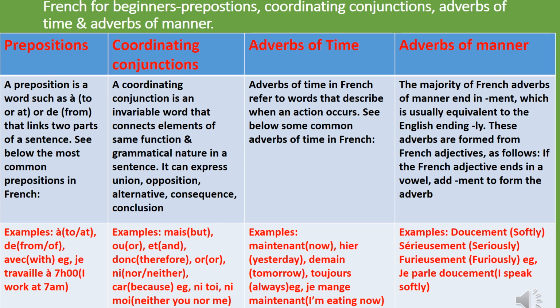Je parle. Parle is the verb. Parler is a verb meaning to speak. When you conjugate a regular verb that ends with er, you will say je parle. I speak softly. Je parle doucement. Repeat after me. Je parle doucement.